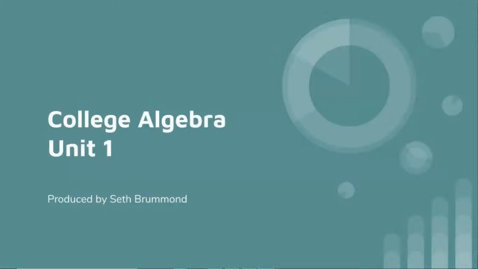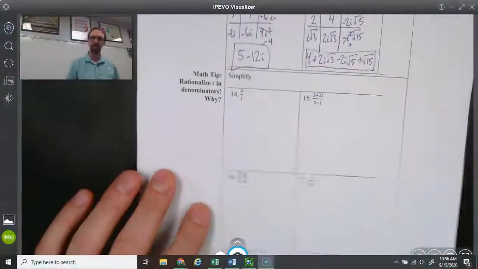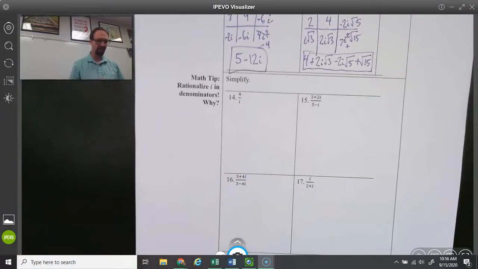Hi friends, today we're going over the Unit 1 Day 4 notes, specifically targeting complex numbers. So we're going to be rationalizing i in the denominator.